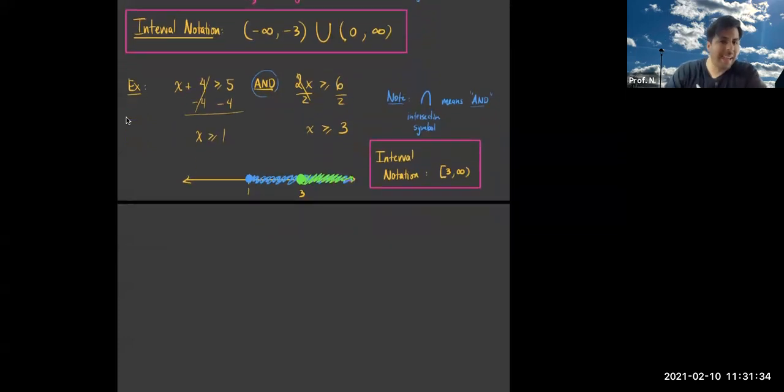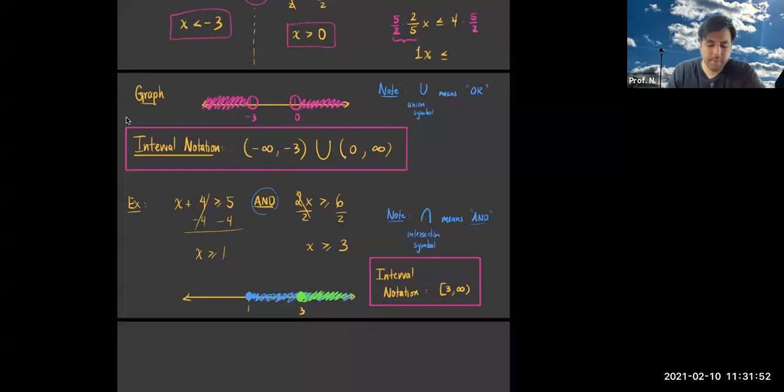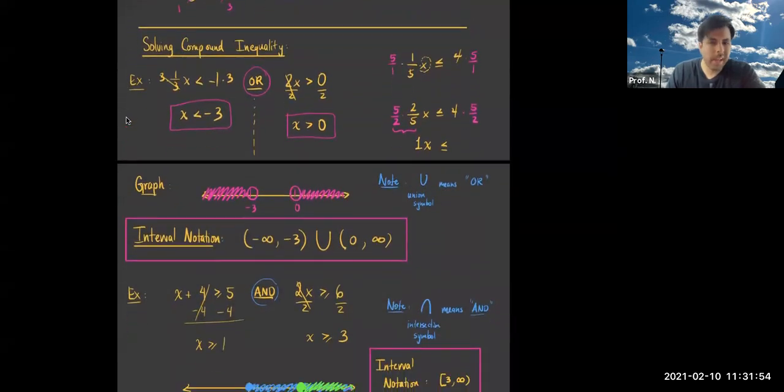Now, when we have this and scenario, you could have also looked at it. Well, I'll give you another example. So this is how we do this one. Any questions about these two kinds of problems where we have an or inequality or an and inequality?